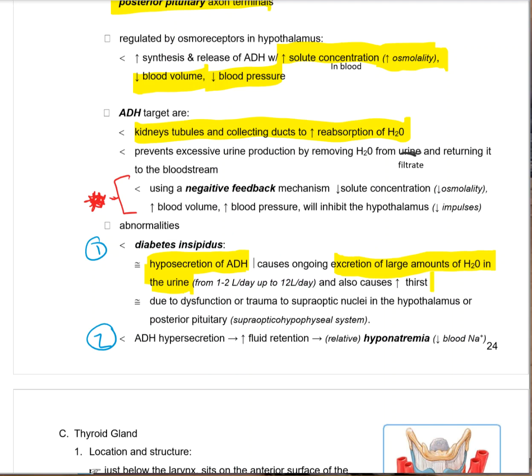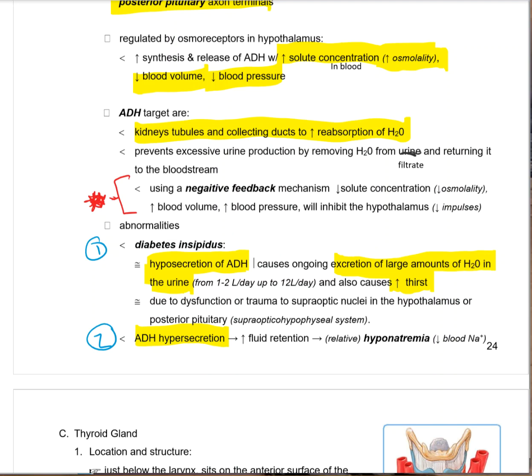This causes really increased thirst. You're constantly drinking water and then eliminating it, drinking water and eliminating. You're never satisfied. This is often due to trauma up in the hypothalamus or some damage in the posterior pituitary. So it's not the most common thing. You can also oversecrete ADH.